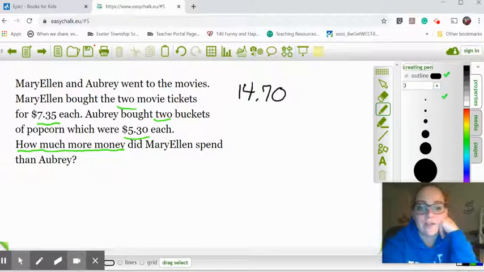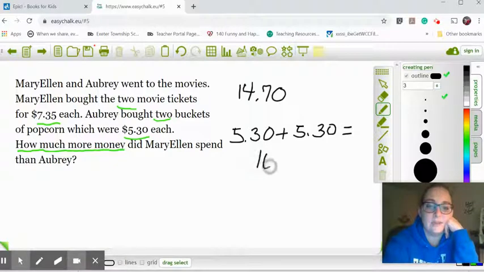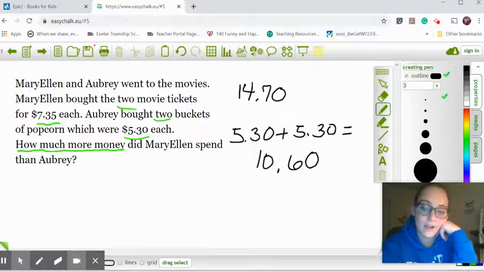Now I have to do $5.30 and $5.30. $5.30 plus $5.30. And you might honestly be able to figure this one out in your head. So that's $10.60. If you couldn't figure it out in your head, you could break it apart the same way, or you can keep one number whole. So $5.30 plus $5 is $10.30. $10.30 plus 30 more cents is $10.60.